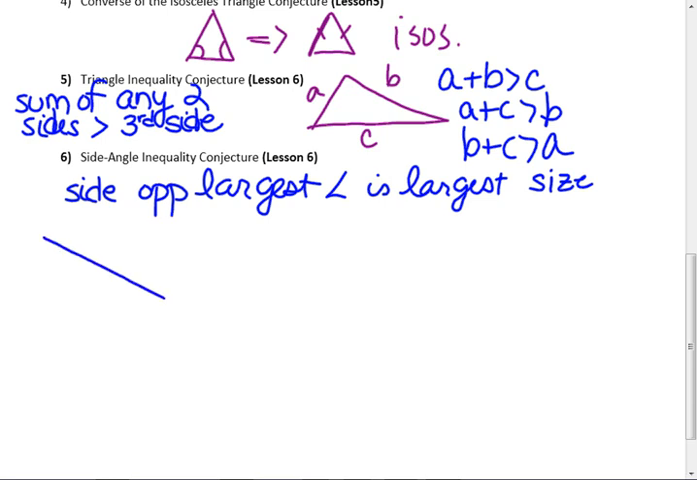Okay, here's the angle. That's a big angle. Look at the side opposite. Isn't that bigger than the other side? Doesn't that make sense? This is a big angle. If I have a little angle, there's a little angle. Isn't that side smaller than the other sides? Well, look at it.